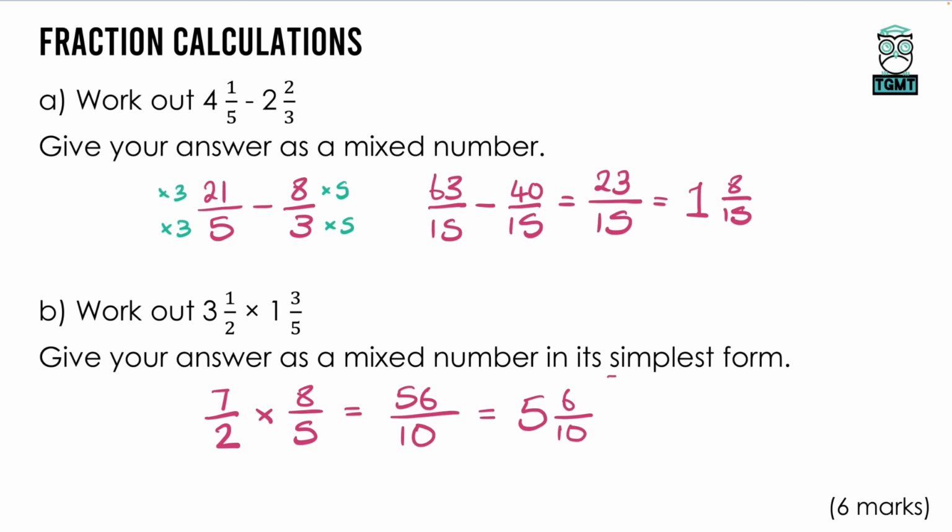Now it does say in this question to give it in its simplest form. So we do need to simplify this little fraction. It does divide top and bottom by 2. And when we do that, we get 5, and 6 divided by 2 is 3. 10 divided by 2 is 5. So 5 and 3/5 would be our final answer.